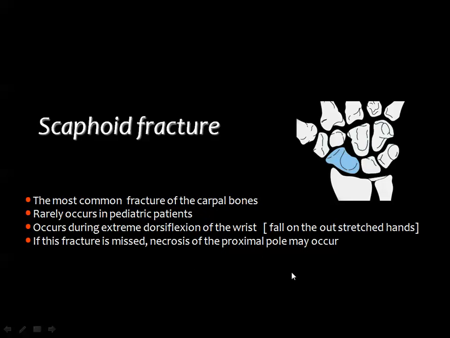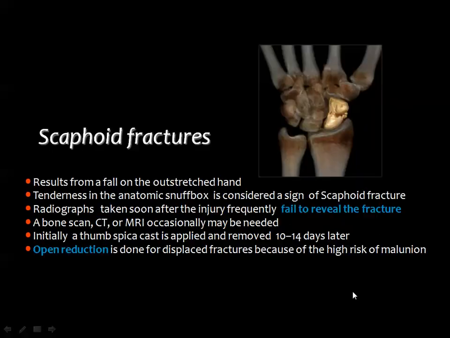Then we come to the famous scaphoid fracture, which is usually the result of a fall on the outstretched hand, and it affects the waist of the scaphoid bone. This is one of the fractures that may be missed if you perform the X-ray immediately after trauma. But if you wait for some time, you can discover the fracture line. Clinically there is tenderness in the anatomic snuff box, which is considered the diagnostic sign of scaphoid fractures.